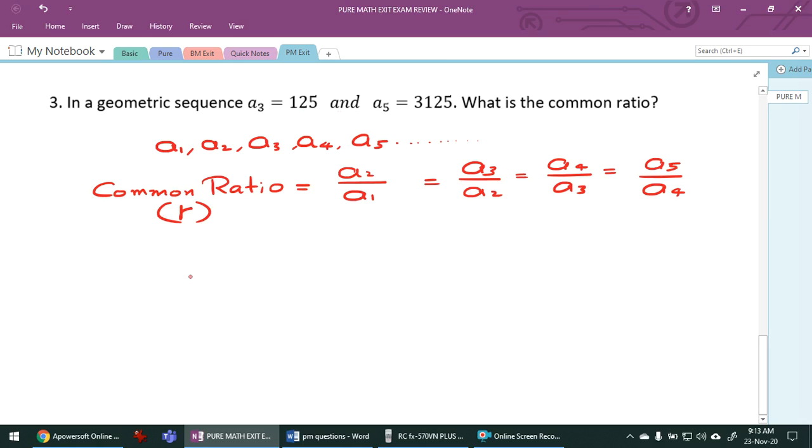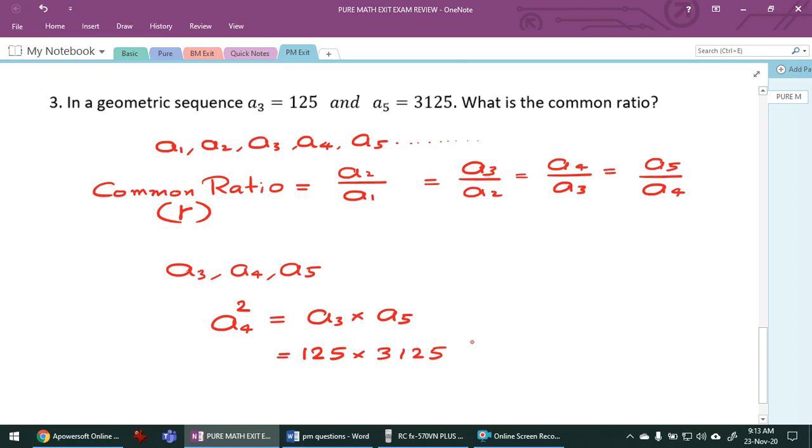Now look here. If A3, A4, A5 are in geometric sequence, then we have a rule: A4 square is equal to A3 into A5. Now we have the value of A3 as 125, and the value of A5 as 3125. So now we can find the answer.